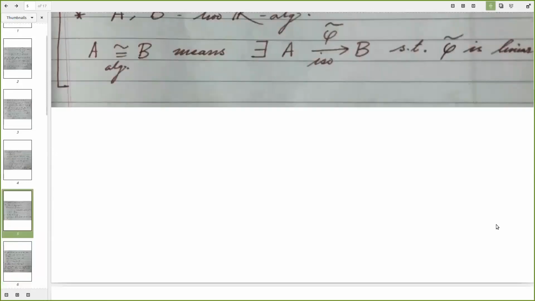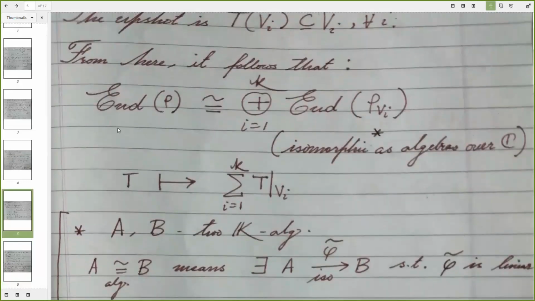Okay. So now observe that since this is isomorphic, this algebra is isomorphic to the direct sum of these algebras. So in order to understand the structure of this, it's enough to understand the structure of these algebras. And what about these representations? Remember, rho Vi is the direct sum, Vi is the direct sum of Wi's.